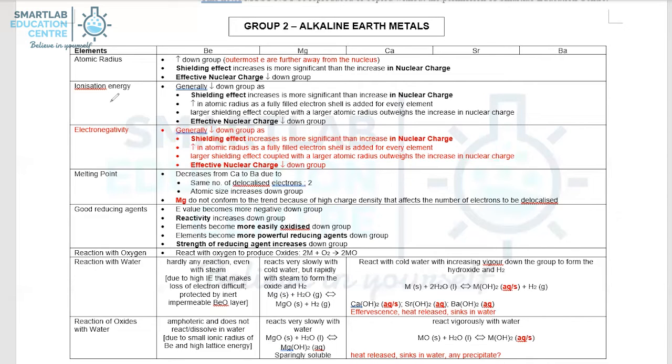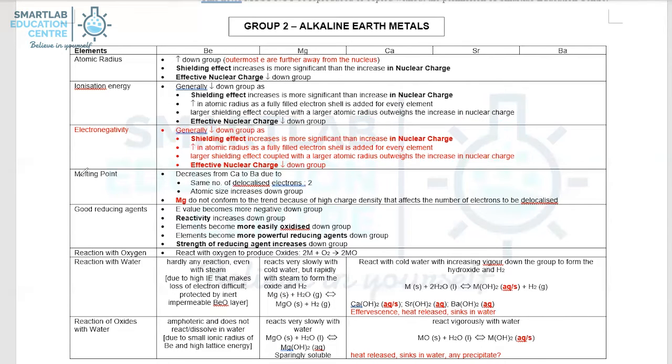In terms of ionization energy, same reason as stated earlier, but one more factor to add, which is to state that the increase in shielding effect coupled with a larger atomic radius outweighs the increase in nuclear charge. So we expect the ENC to decrease down the group. So the first IE of the alkaline earth metals decreases down the group. And the reasons for decreased electronegativity and ionization energy are the same.